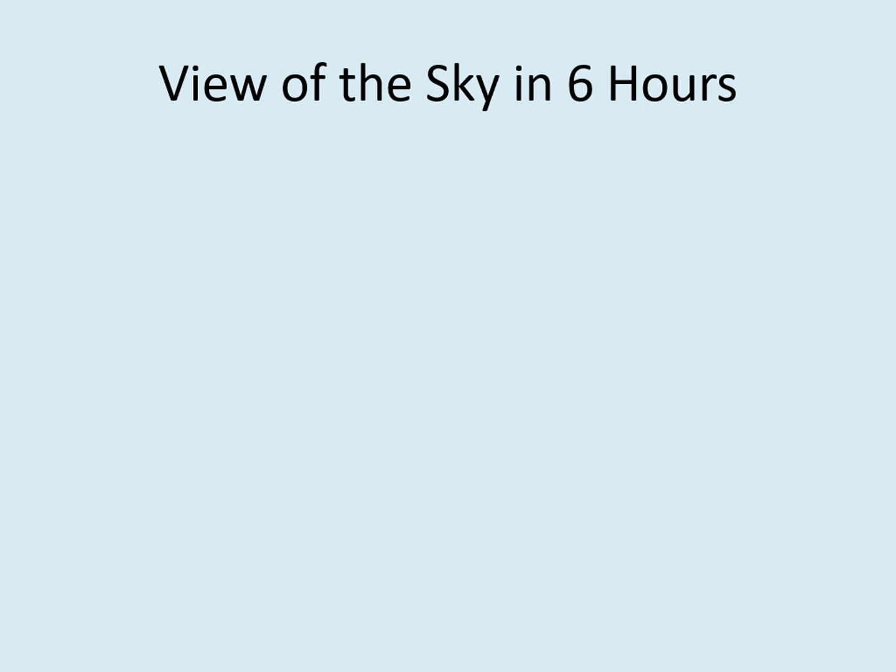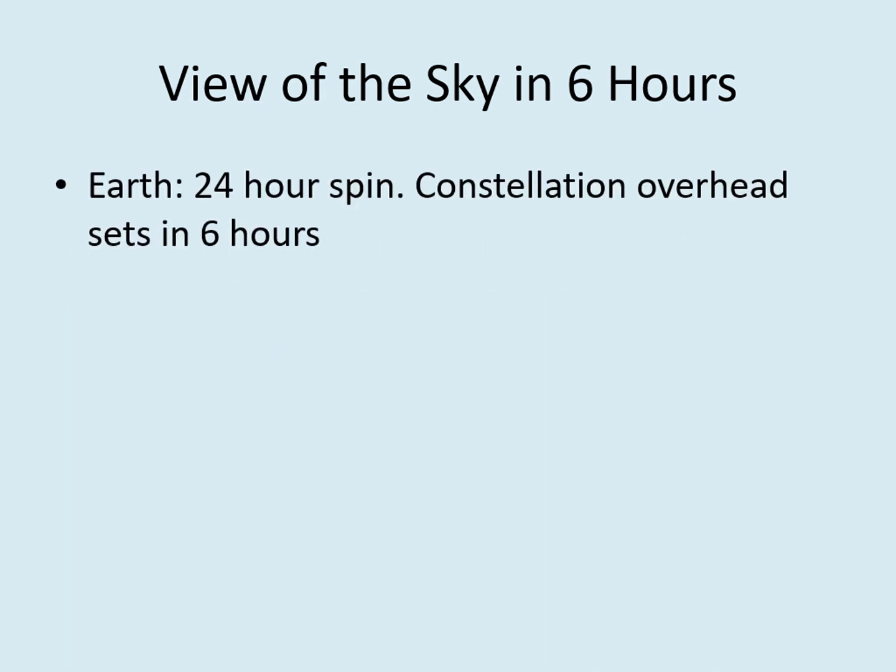Now let's look at how the view of the sky changes over time. Here on Earth, we know that our planet spins once every 24 hours. If a constellation is overhead at midnight, in 6 hours it will be low in the west, and in 12 hours it will be straight under our feet. But that will be different if you're on a different planet.